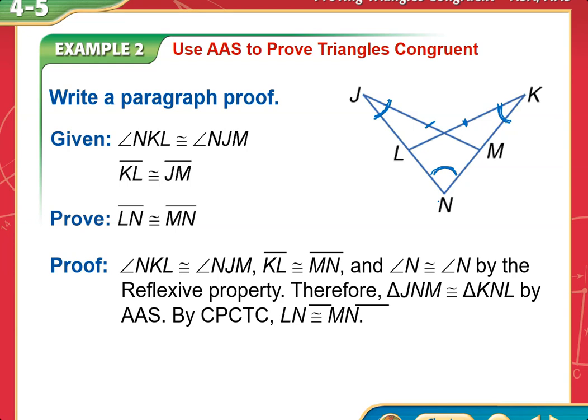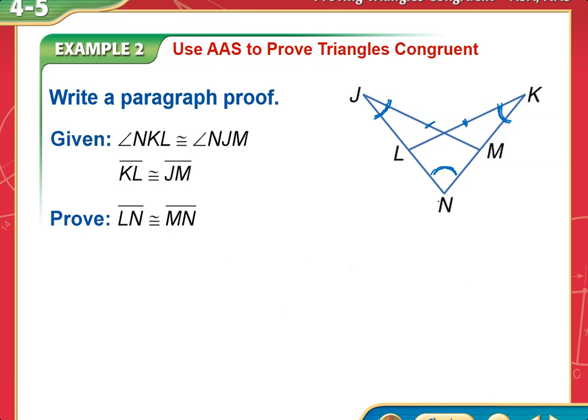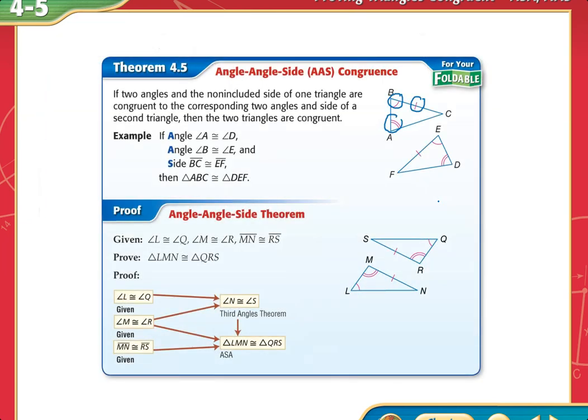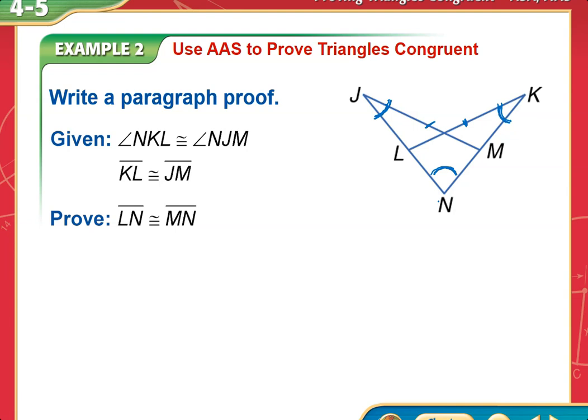Therefore, the triangles are congruent by AAS. And remember, see what we're trying to prove. Look back at the statement. We're trying to prove not just that the triangles are congruent, but that the line segments LN are congruent to MN.